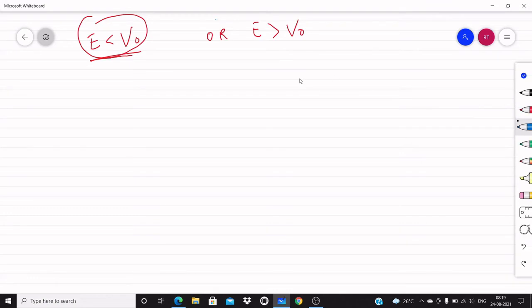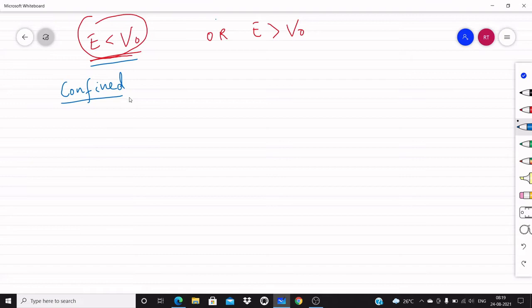Okay, we will analyze the case. If the particle has very small energy, it cannot cross regions 1 and 3. So we can say that the particle is confined. The particle is confined if the energy is less than V0. The particle will be confined in region 2.